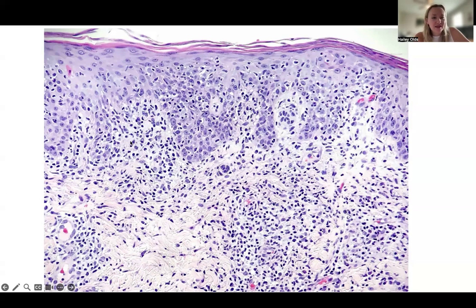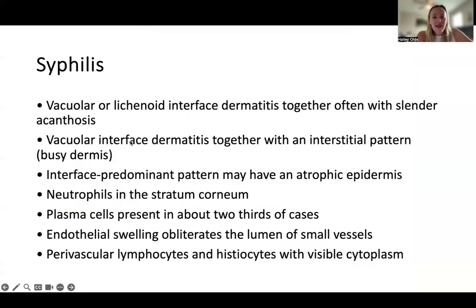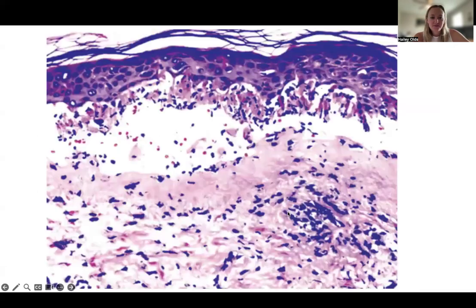So this is syphilis. And syphilis is vacuolar or lichenoid interface dermatitis with psoriasiform as well. So it has those long, slender rete ridges. And you have a lot of plasma cells, but that can only be seen in 2/3 of cases, so it might not always be present. And you can have neutrophils in the stratum corneum. And you can use special stains to identify the spirochetes too.